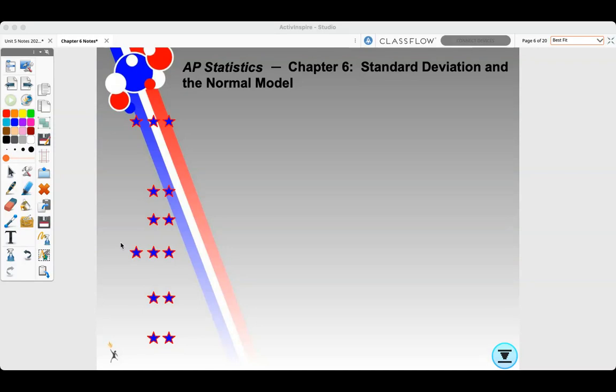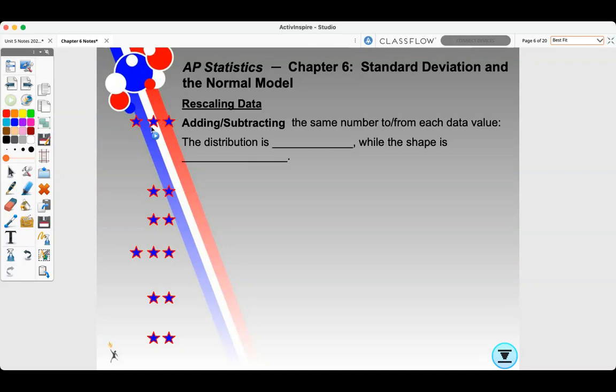Today we're going to talk about Chapter 6, Standard Deviation in the Normal Model. Rescale the data. Add and subtract the same number to and from each data value. The distribution is shifted while the shape is unchanged.